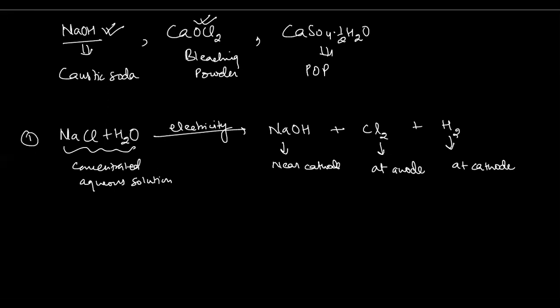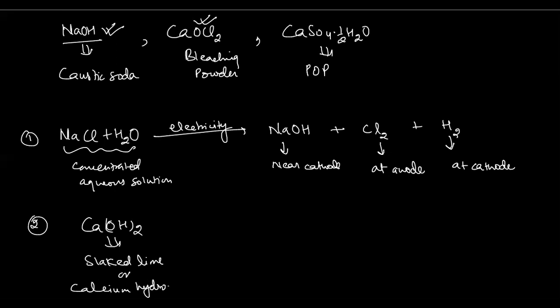Second, हम लोगों ने और क्या पढ़ा था? We have studied about calcium oxychloride. तो bleaching powder is prepared by passing chlorine gas to the slaked lime. Slaked lime भी इसको हम लोग बोलते हैं, and it is called calcium hydroxide. So when we pass chlorine gas to calcium hydroxide, it will give us calcium oxychloride plus water.